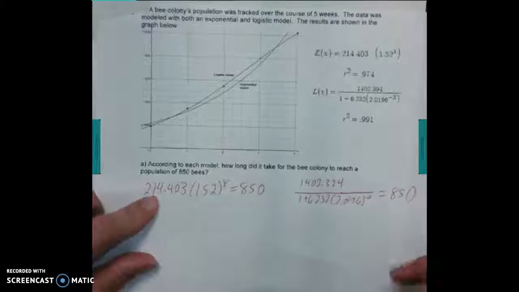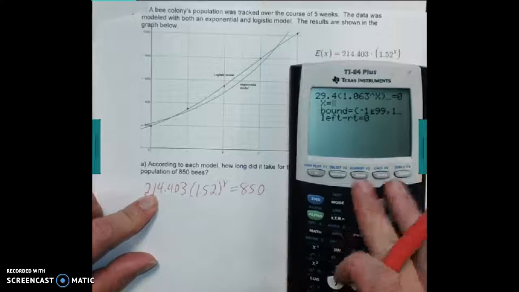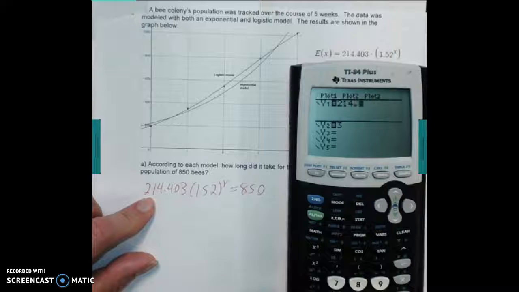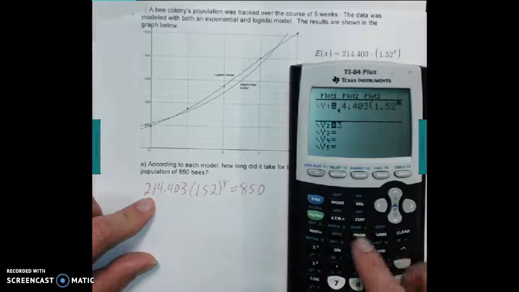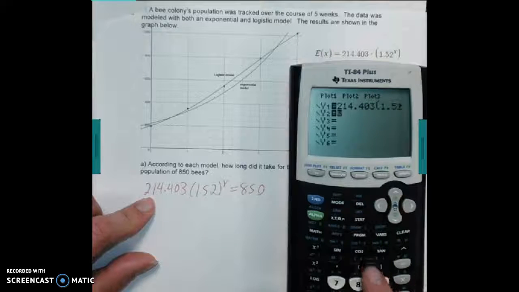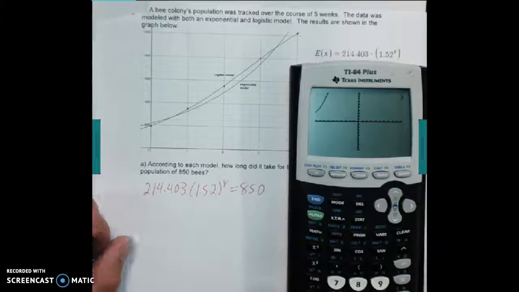I'm looking at this exponential first. I'm going to do that one by graphing, so I'm going to type it in: 214.403 times 1.52 caret to the x power, close it. When does that equal 850? I'm going to hit graph. I can see something over here. Looks like an exponential equation, but I don't see where they cross.